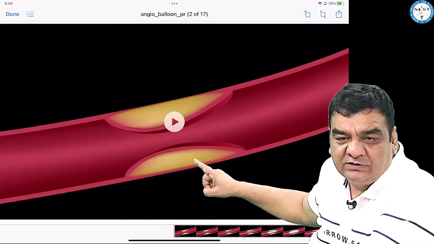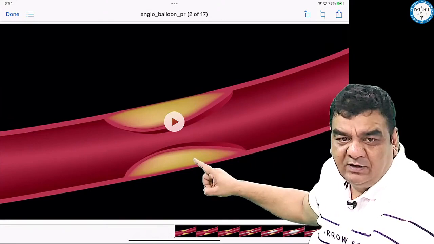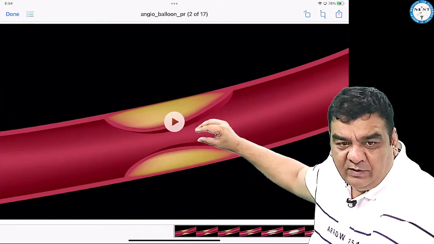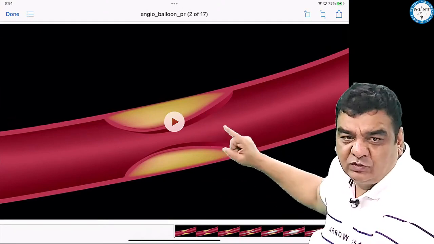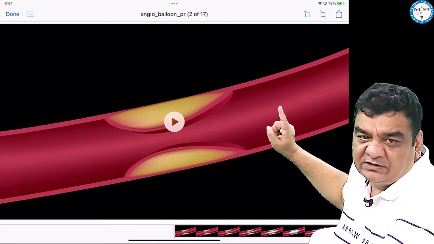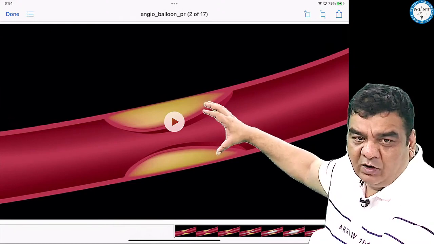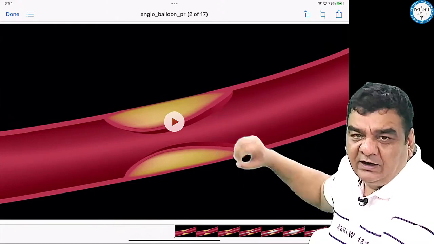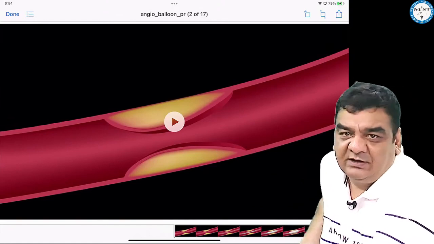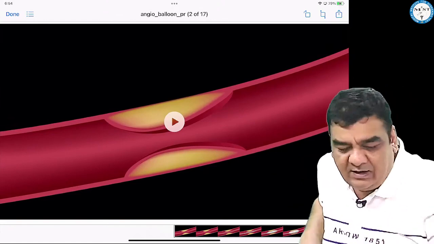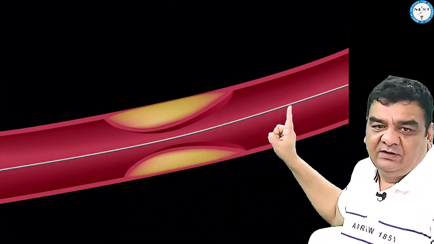This is the cholesterol which has got deposited, right? Because of which the lumen has become narrow. So the distal supply has decreased. We want this lumen to dilate. So what we can do, we can take the help of a catheter, Fogarty catheter. We pass a guide wire first. The guide wire is being passed here.